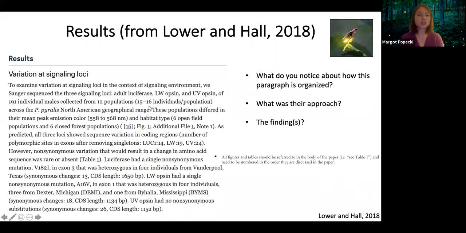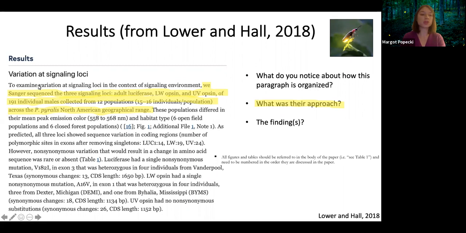So let's look at this excerpt from the results section of Lower and Hall 2018. I'll break down what I notice about how this paragraph is organized, identify their approach, and their findings. First, their approach is clearly stated here, and you can see that they use the "to do X, we did Y" format, and that's how I was able to find that so easily.